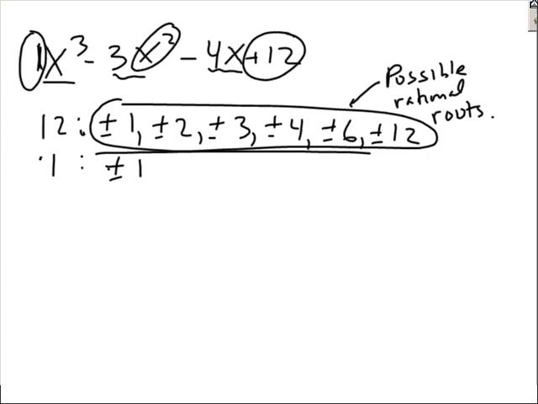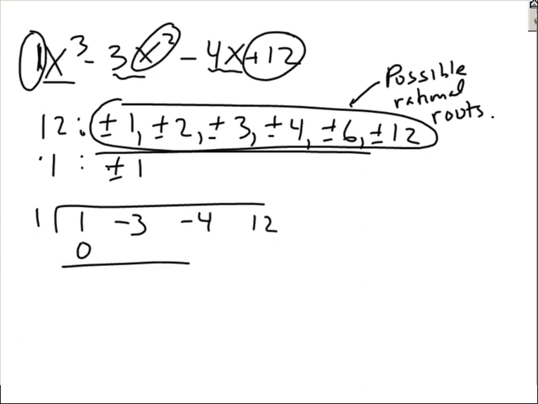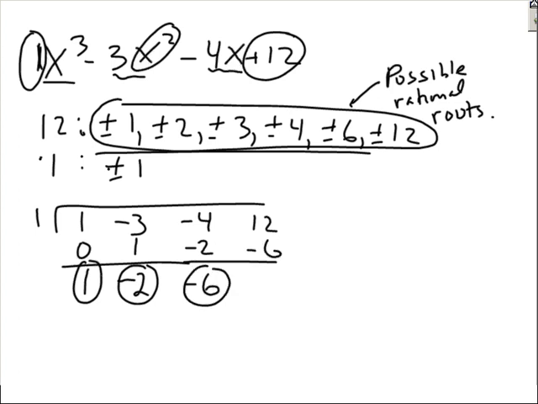And we know it's not 1, we tried it. But if you use synthetic division with 1, you have 1, negative 3, negative 4, plus 12. Times this number by 1, it's 1. Add, times it by 1, it stays the same. Add, times it by 1, you don't get 0. So 1 is not a zero.